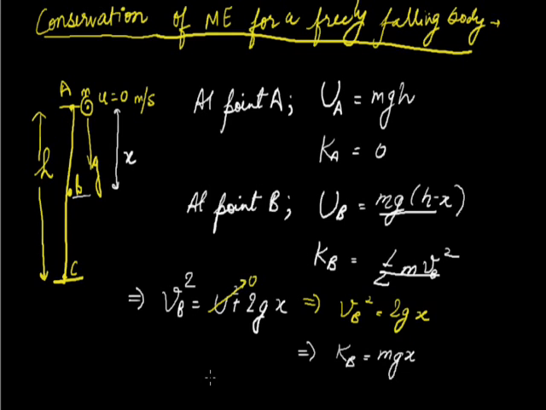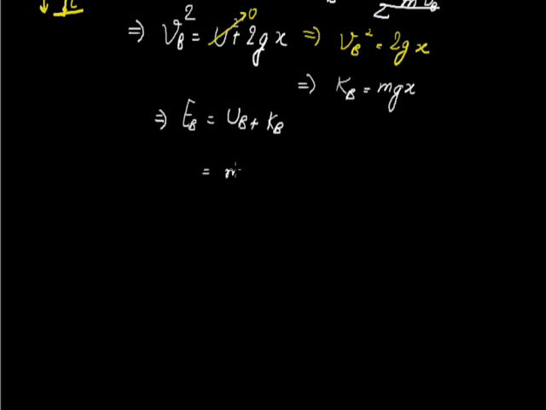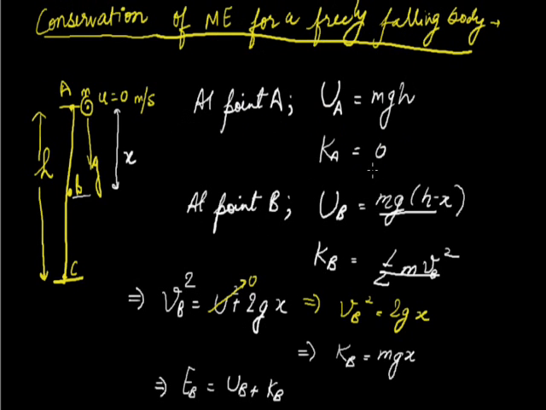the value comes equal to mgx. Now, if we consider the total mechanical energy at point B, it comes equal to U_B plus K_B, as U_B is equal to mg(h minus x) and K_B comes equal to mgx. When we solve this expression, we conclude that the energy at point B is equivalent to mgh. As well, if we go for point A and take the sum of the potential energy and kinetic energy, the energy at point A is mgh.